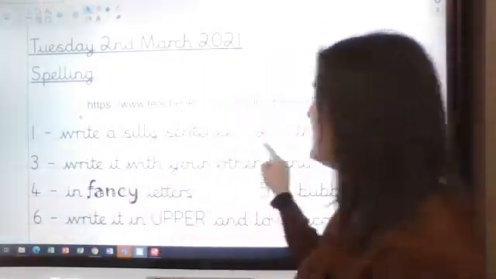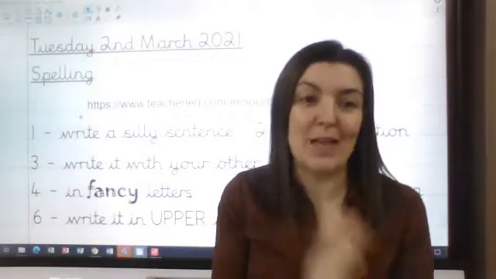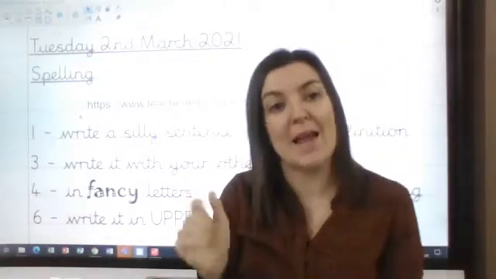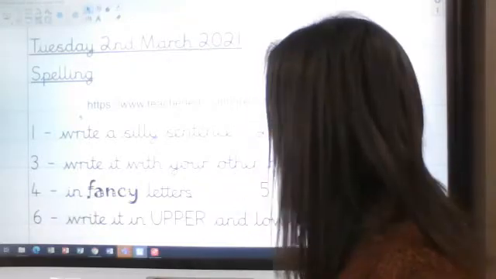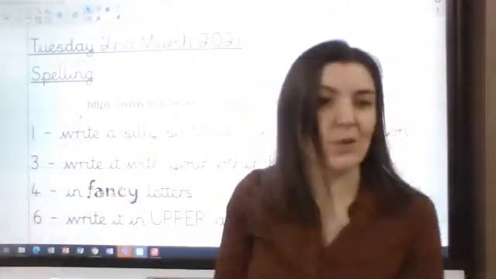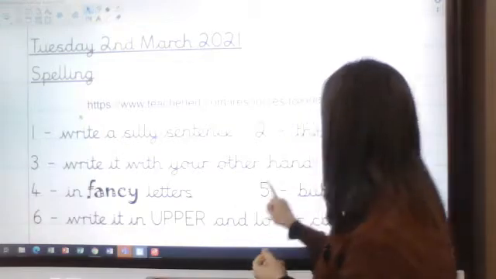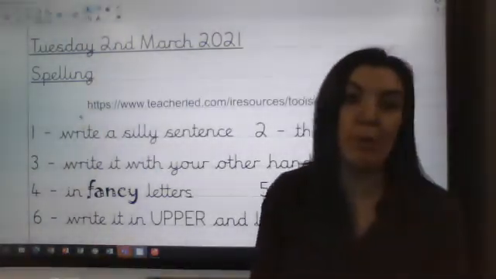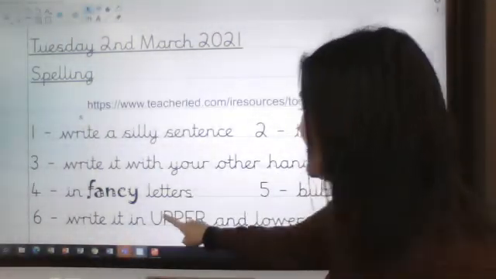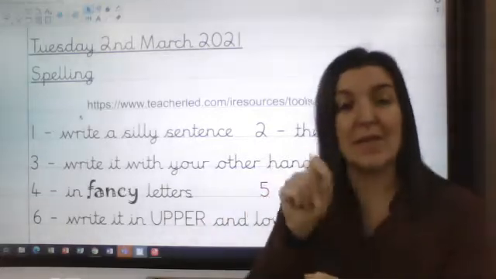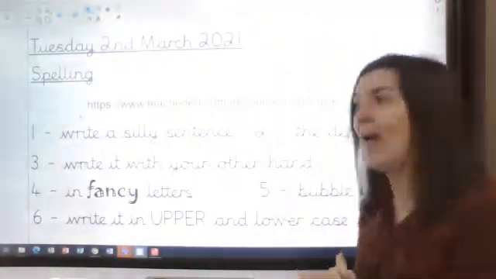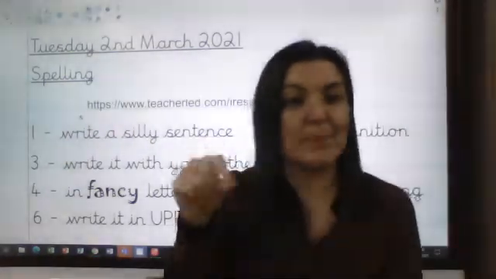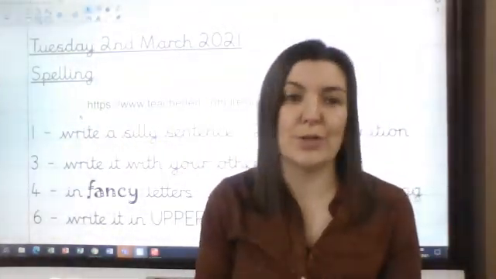Number 3 is write it with your other hand. What I mean is write it with the hand that you don't write with. So if you are right-handed, you write it with your left. If you are left-handed, you write it with your right. Number 4 is to pick some fancy letters to write it in. Number 5, write it using bubble writing. And number 6, write it twice. So once in uppercase letters, so that's capitals, and once in lowercase letters. So not capitals, the lowercase ones.